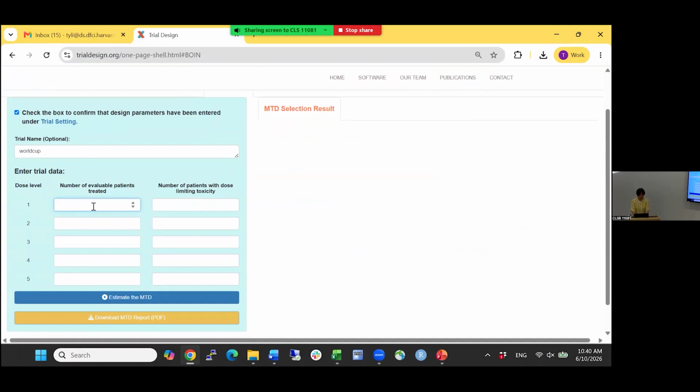So for dose level 1, I treat 3 patients and 0 DLT. Then dose level 2, 12, then we have 3 DLT. Then dose 3, 3 patients, 2 DLT. But still remember, even though we never go to dose level 4 or 5, we still need to enter 0 here. Otherwise, they won't calculate for you.